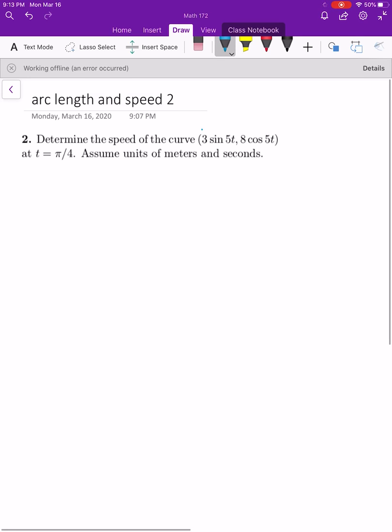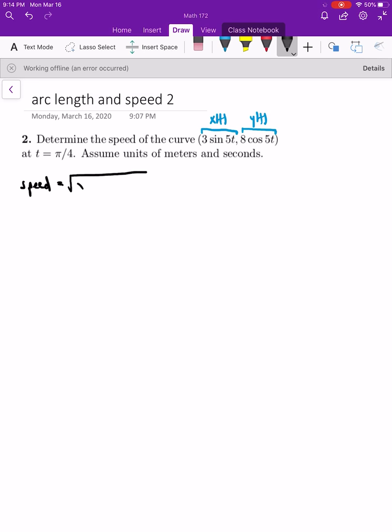Of course, this is x of t, this is y of t. We can just go ahead and compute speed. That's the integrand in the arc length formula, so it's root x prime of t squared plus y prime of t squared.